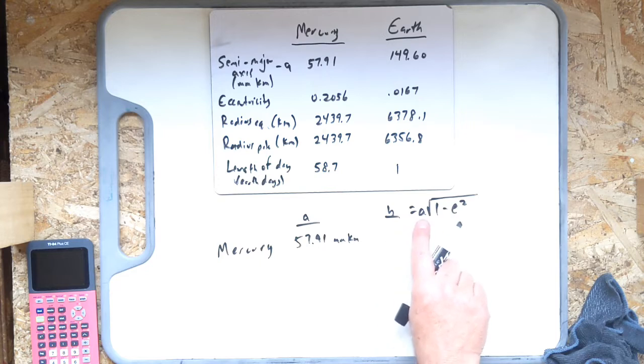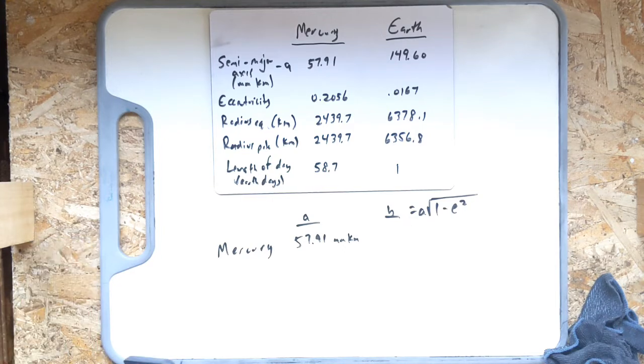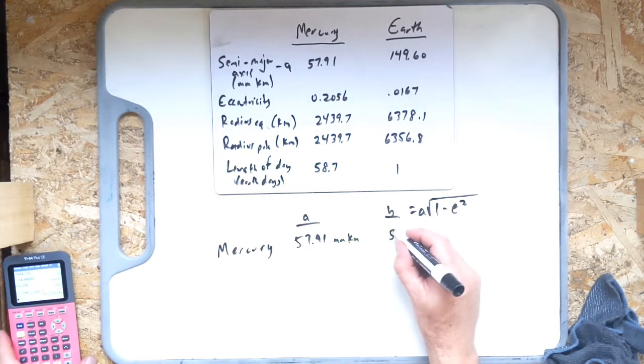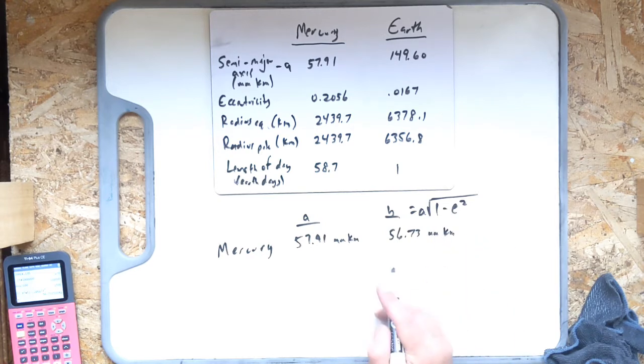Okay, so let's do b now. So now all I have to do is plug in a is 57.91 and e is 0.2056. So I'll put those numbers in. And I'll just keep using that same formula over and again, so I'll use it when I get to Earth as well. So 57.91 times radical of 1 minus 0.2056 squared. And do the radical of that. So I get 56.73 million kilometers.